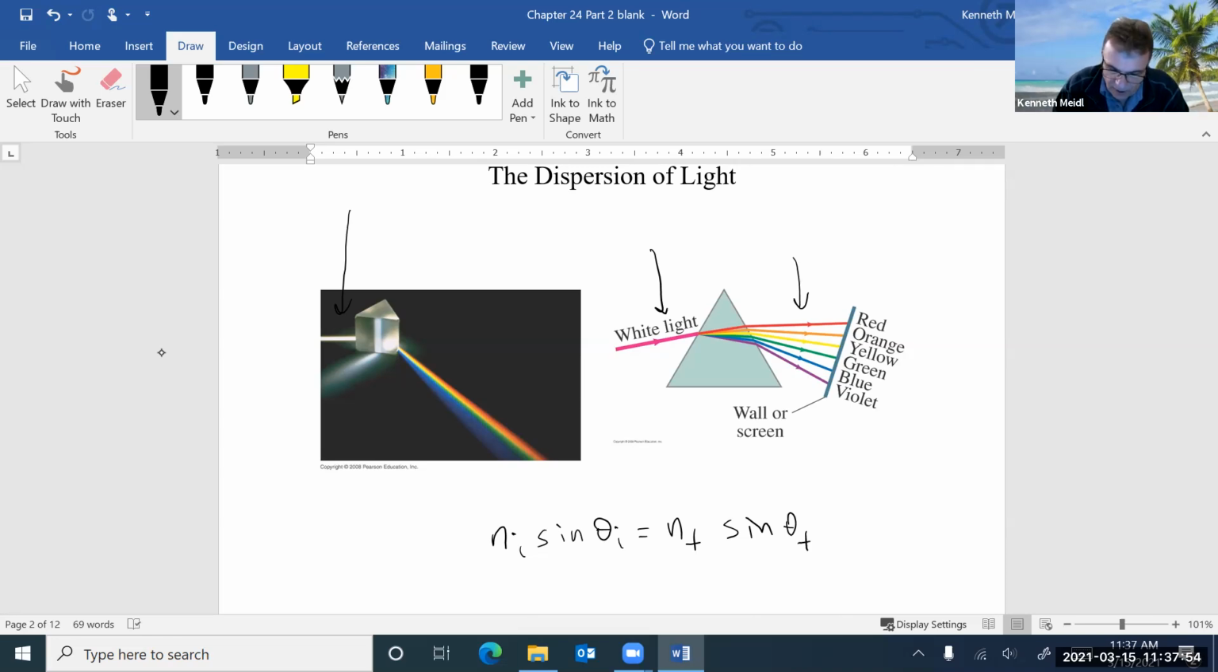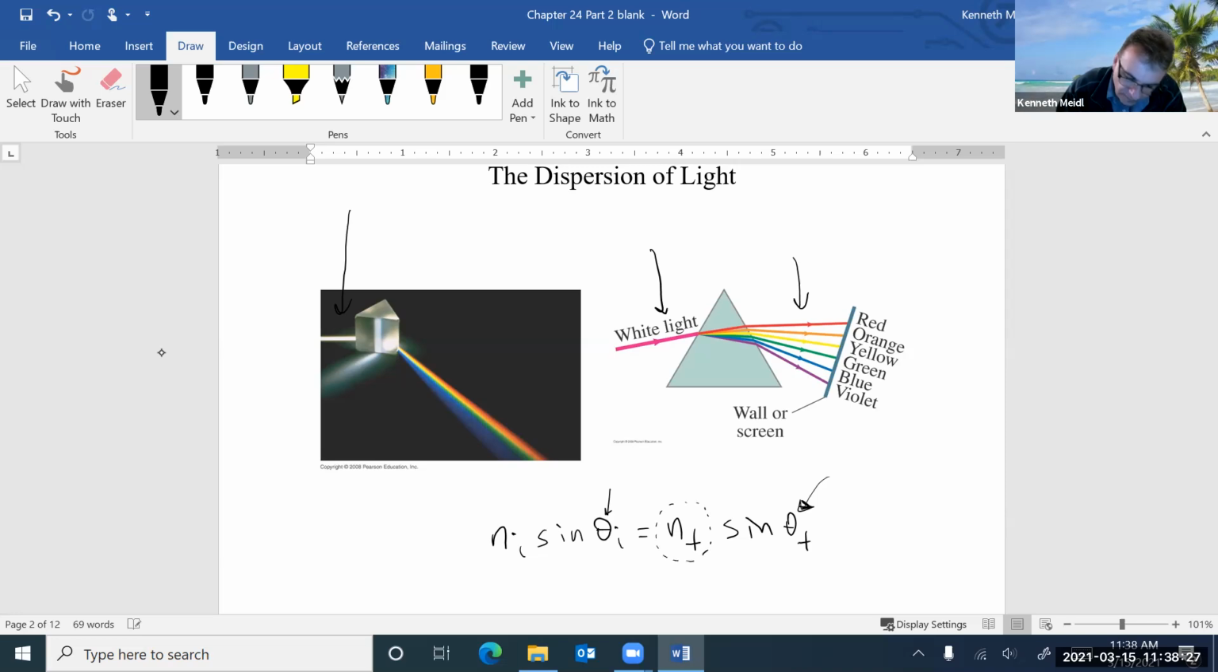Okay, and so all the light is coming in essentially in a beam, and so it all has the same incident angle, right? So that's really no different. But what's different is that the different colors have different transmitted angles, right? And it's slight, but it's there, right? The reds kind of go to one angle, and the violets go to somewhere else, and the greens are kind of in the middle.